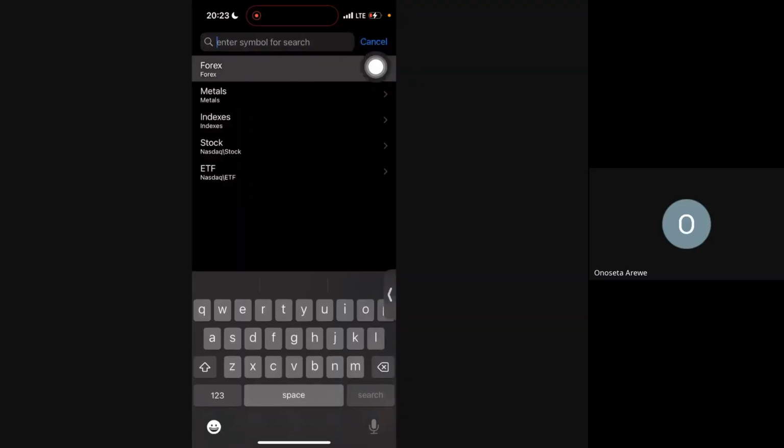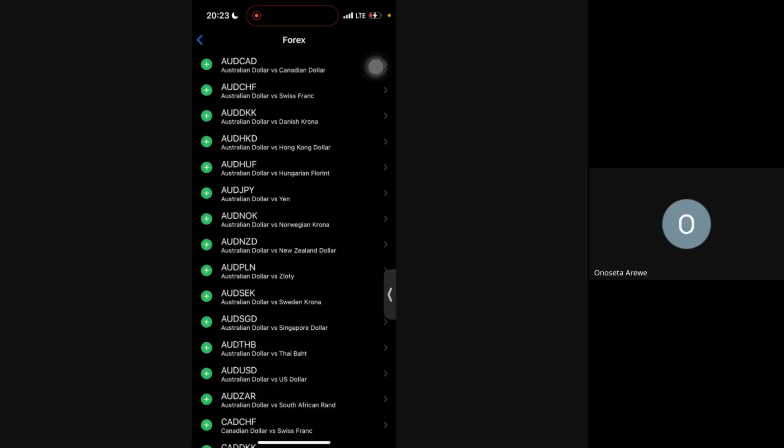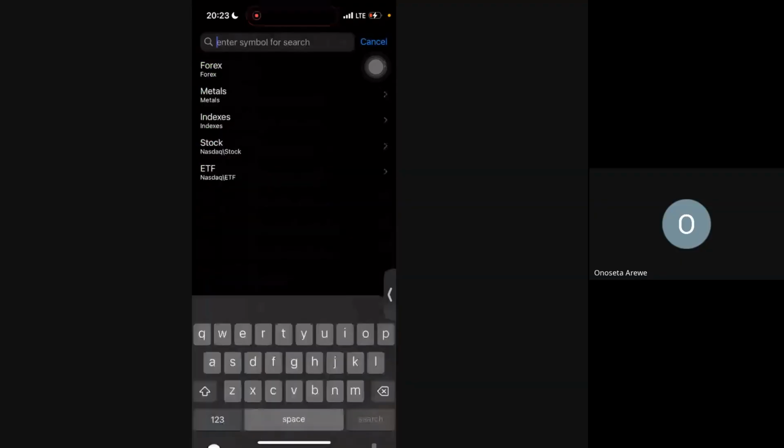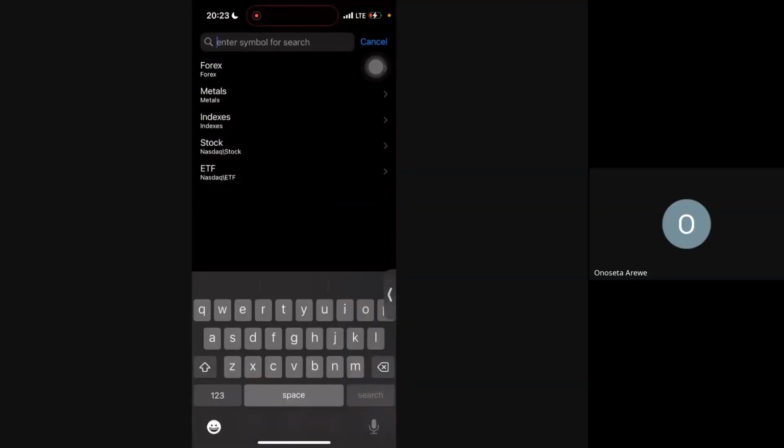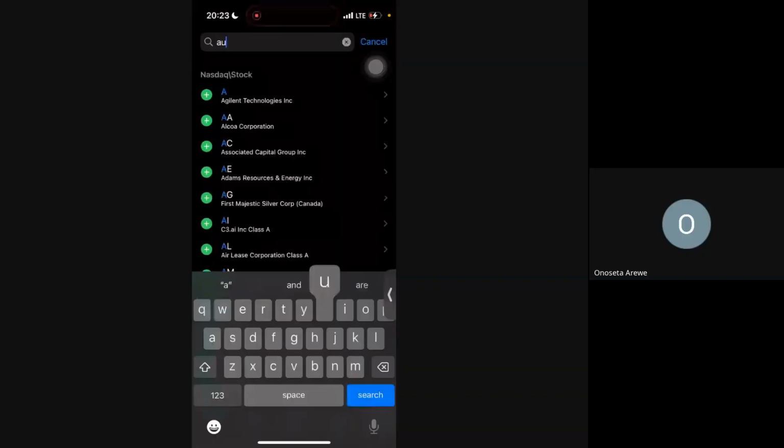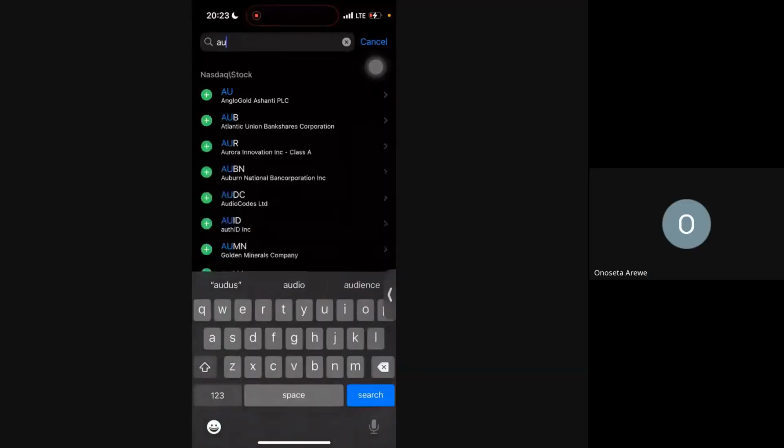Click on the enter symbol for search. You can decide to click on Forex and scroll the page, or just type whatever you're looking for. Me, let's look for AUD USD. I click on the plus button. It has actually added to my list. Then let's go for EUR NZD. I click on the plus button again to add it to my list. So that's how to add your pairs.